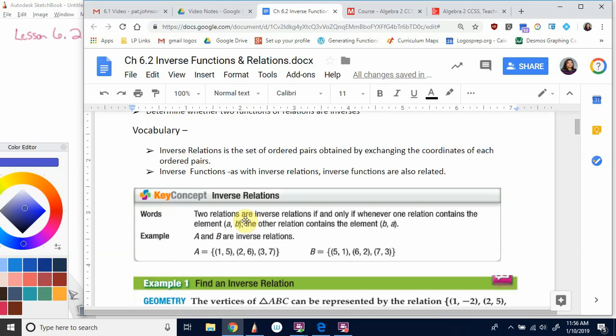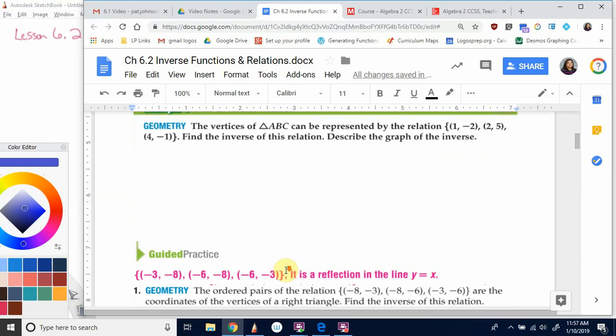All right, so our first vocabulary word is inverse relations. It's just a set of ordered pairs obtained by exchanging the coordinates of each ordered pair. So if you have a relation (x, y), then its inverse is going to be (y, x). You're just exchanging the x's and the y's. That's all we're doing. The key concepts tell you two relations are inverse relations if and only if whenever one relation contains the element (a, b), the other one must contain the element (b, a). They don't say must. I put that in there just to emphasize that.